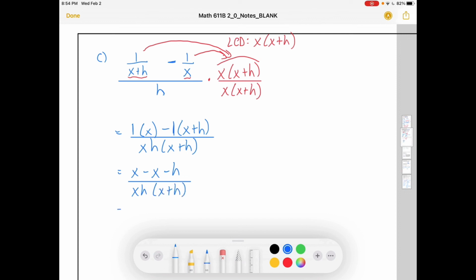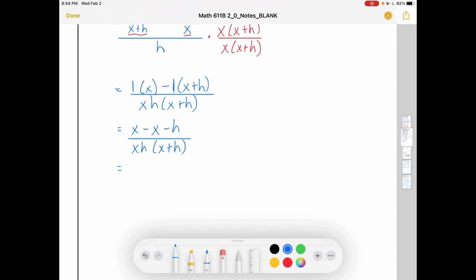Okay, and I can't divide out terms. I have to work it all through and then maybe divide out some factors. So x minus x is 0. On the top, all I'm left with is negative h. On the bottom, I have xh by x plus h.